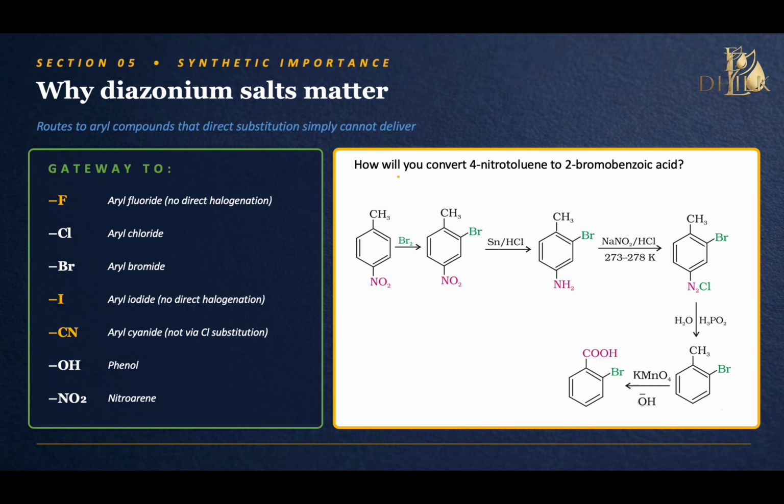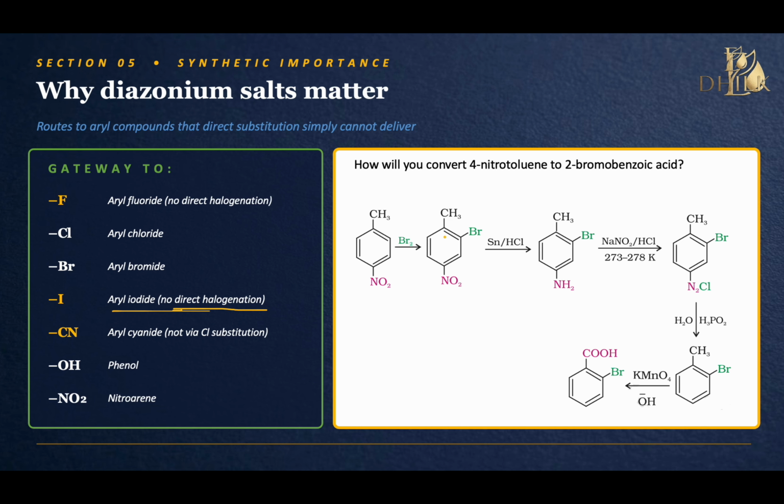Now finally, let's understand the synthetic importance of diazonium salts. These compounds act as a gateway to a wide range of substituted aromatic compounds, including aryl fluorides, aryl chlorides, aryl bromides, and aryl iodides, which do not even need any catalyst, and direct halogenation is not possible for iodine. Then aryl cyanides, phenols, nitroarenes, so we have discussed all these reactions. Many of these cannot be prepared easily by direct substitution reactions, which makes diazonium salts an extremely powerful intermediate in organic synthesis and a must-know concept for both exams and higher-level chemistry studies.